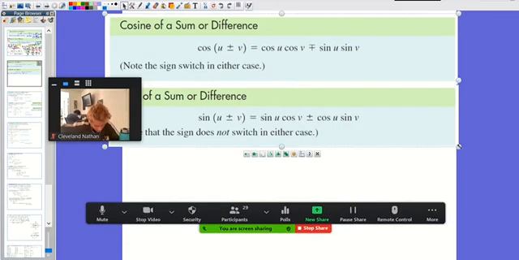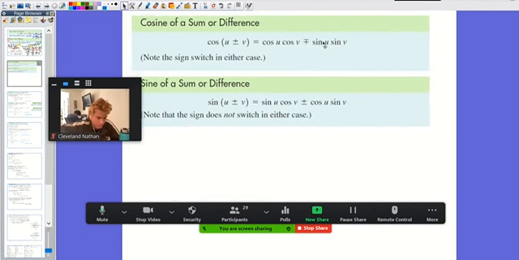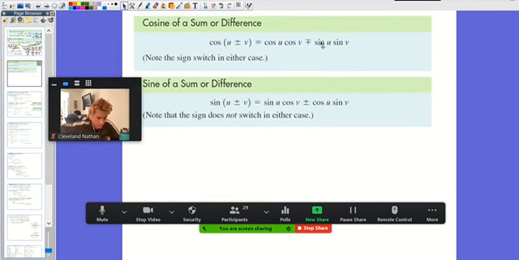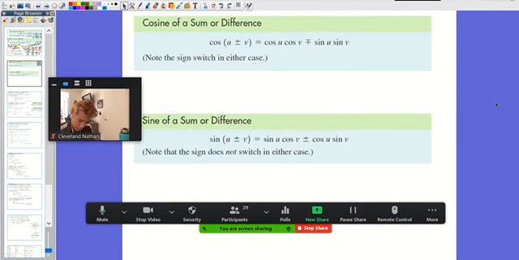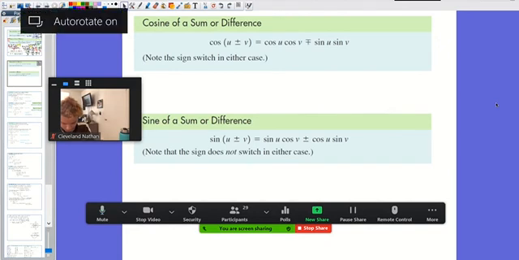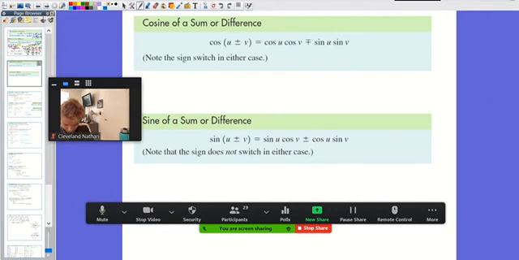Okay, so what we are doing today is working with the sine and cosine sum or difference formulas. I'm going to show you how these formulas work, and then I'm going to touch upon a little bit of background information. Let's start with the sine one.